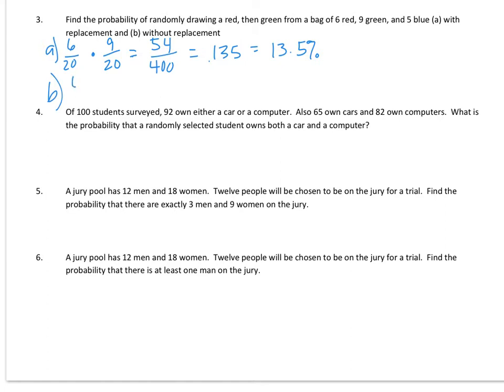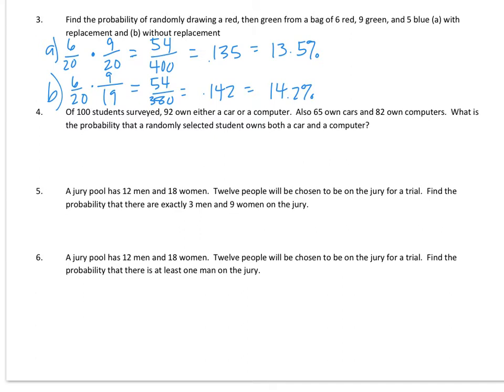So when we draw that red marble, the 6 out of 20, if we keep it and we don't put it back in, well, now there are only 19 marbles in the bag. 9 of them are still green. So the top number stays the same. But now on the bottom, instead of 20 times 20, we have 20 times 19. And we get 380. So 54 divided by 380. You could leave your answer just like that. You can make it a decimal, 0.142. I'm just going to round to the same as up above, and 14.2%.